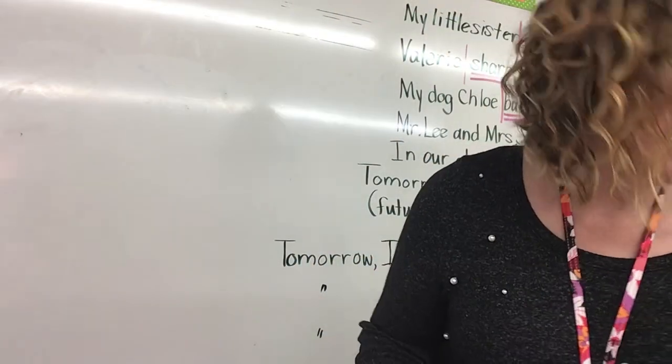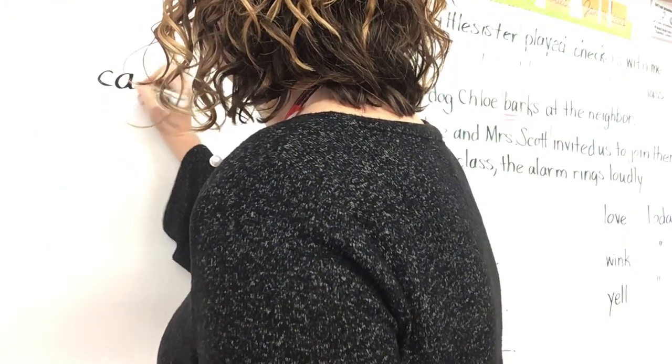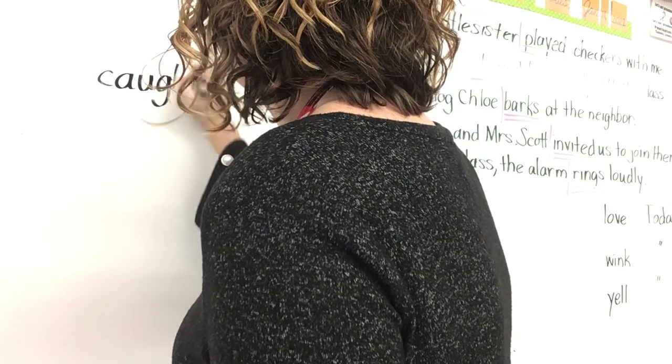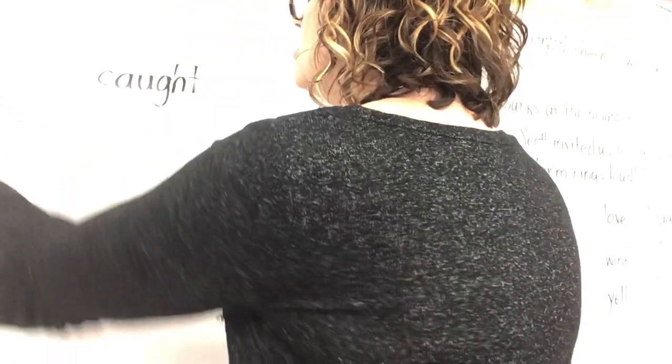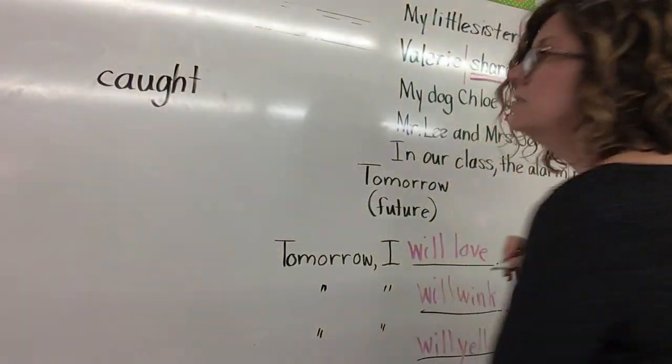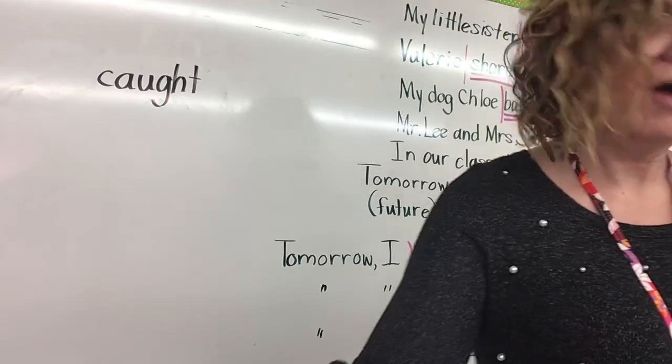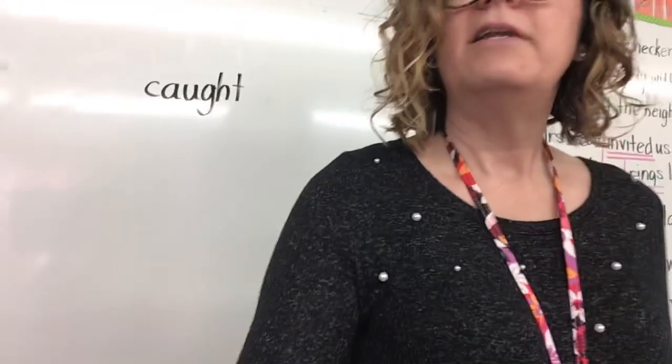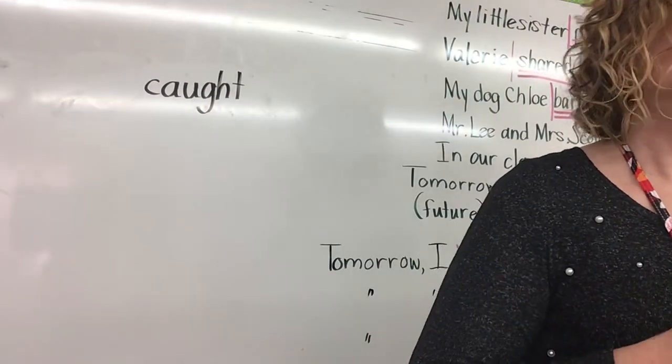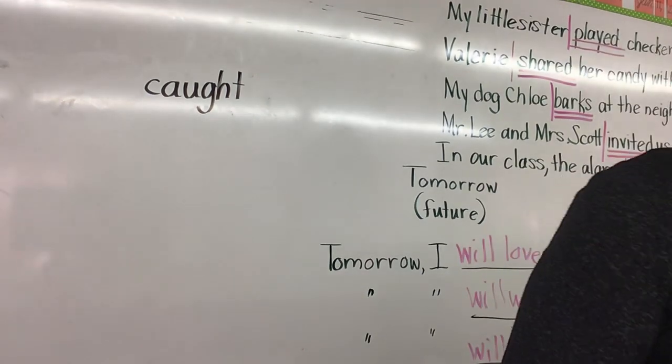Last Saturday, my dad caught a big fish. And if you don't know how to spell caught, it is a C-A-U-G-H-T word, caught. Not a C-O-T word. That's the little bed you sleep on. All right, so C-A-U-G-H-T, caught. All right, now, some of your answers may not be wrong. We may just not use them for the story.